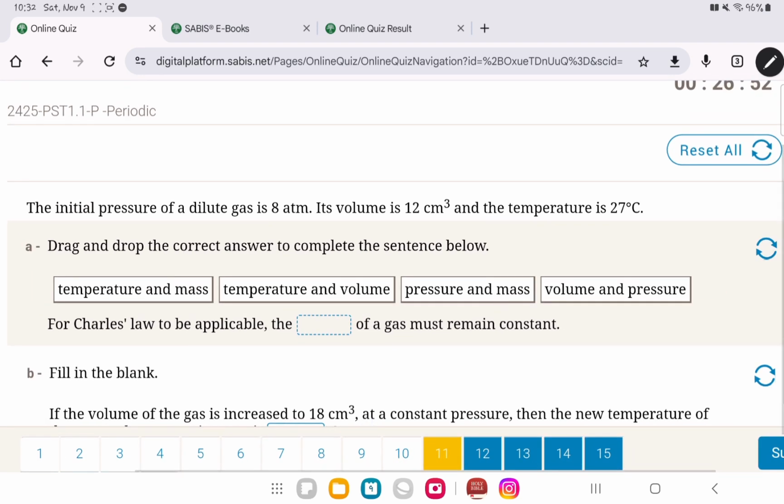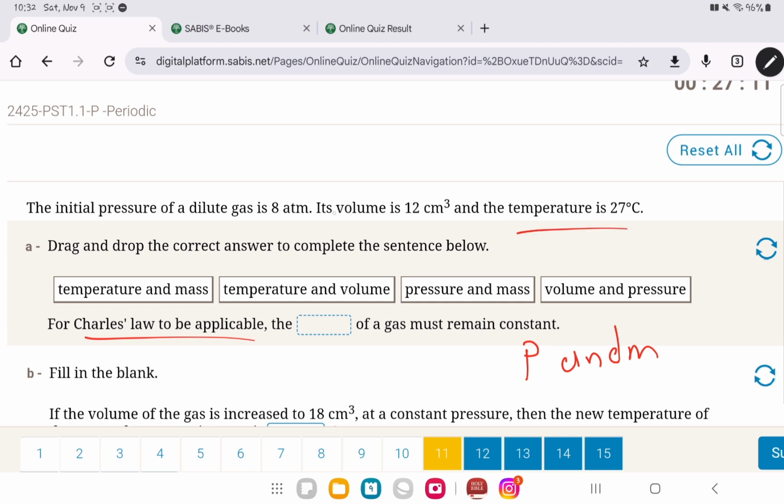The initial pressure of a dilute gas is 8 atmosphere, the volume is 12 centimeter cubed, and the temperature is 27 degrees Celsius. For Charles' law to be applicable, the only things that should be constant are the pressure and the mass, okay?